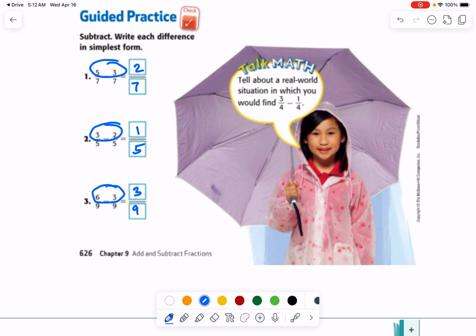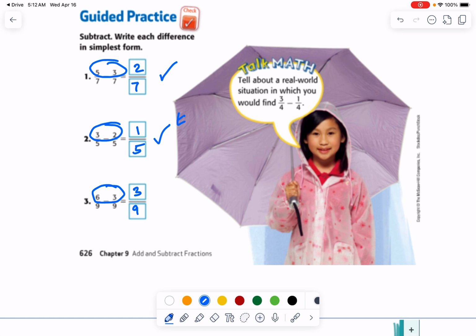So is 7 divisible by 2? No. So this one is good. It's in simplest form. How about this one? Well, we have a 1 in the numerator, and the only thing we can divide it by is 1, and that won't change anything. So we are done here as well.